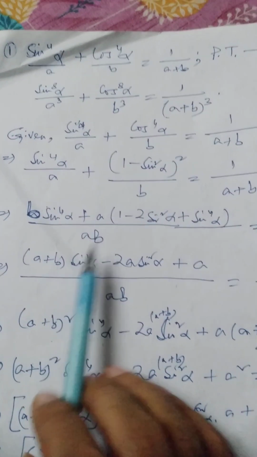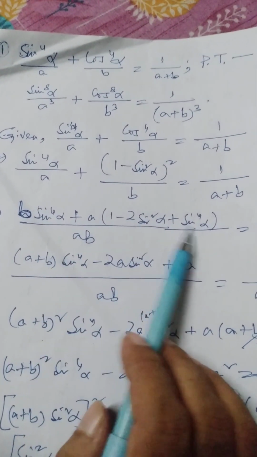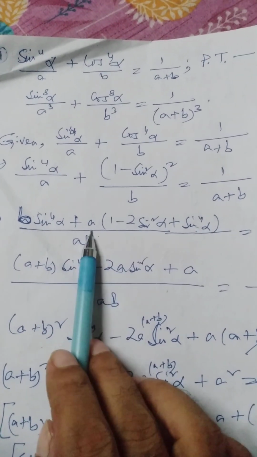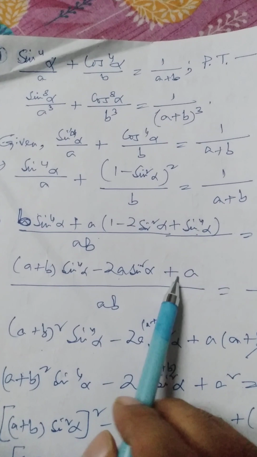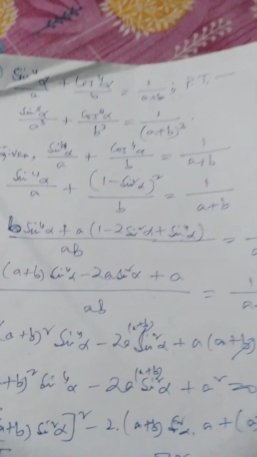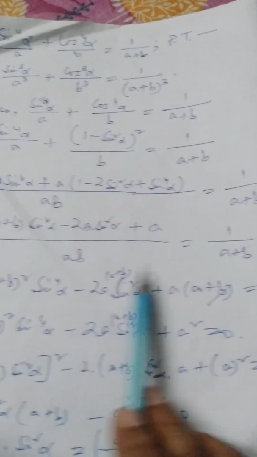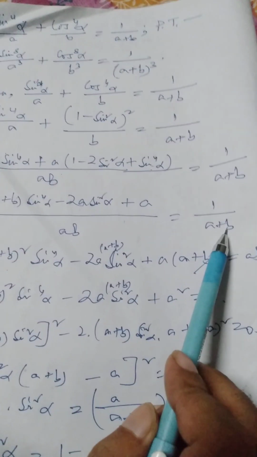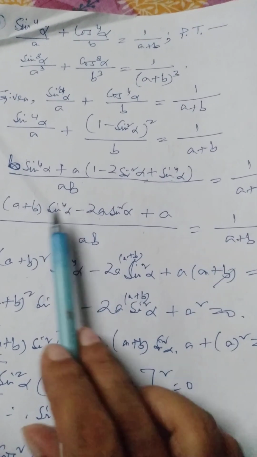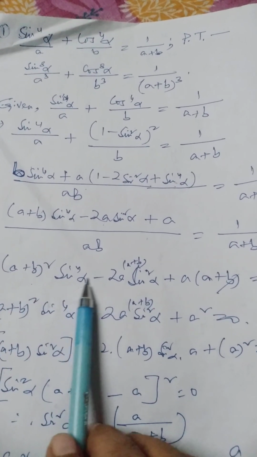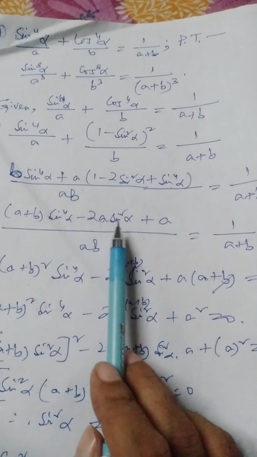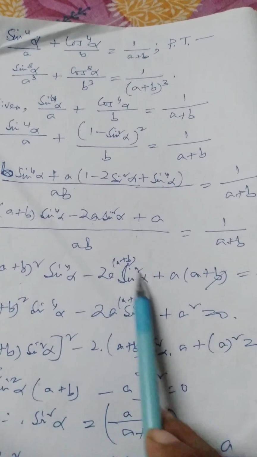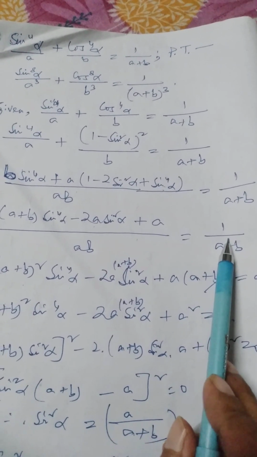Thereafter, taking sin⁴α as common, we can write (a+b)·sin⁴α − 2a·sin²α + a, divided by a·b, equals 1/(a+b). Taking cross multiplication, (a+b)² sin⁴α − 2a(a+b) sin²α + a(a+b) = a·b.